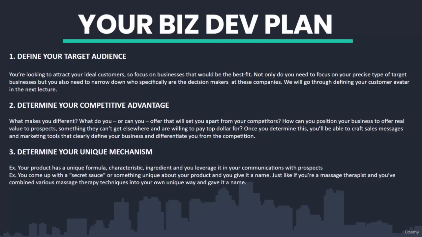So number 3, determine your unique mechanism. Now, the difference here between the unique competitive advantage and the unique mechanism is, with the unique mechanism, your product or service has a unique formula, unique characteristic, ingredient, and you leverage it in your communication with your prospect. So you come up with the secret sauce or something unique about your product and you give it a name, right? Your 5-step formula for accomplishing X, or your 3-step process for accomplishing Y, whatever that may be.